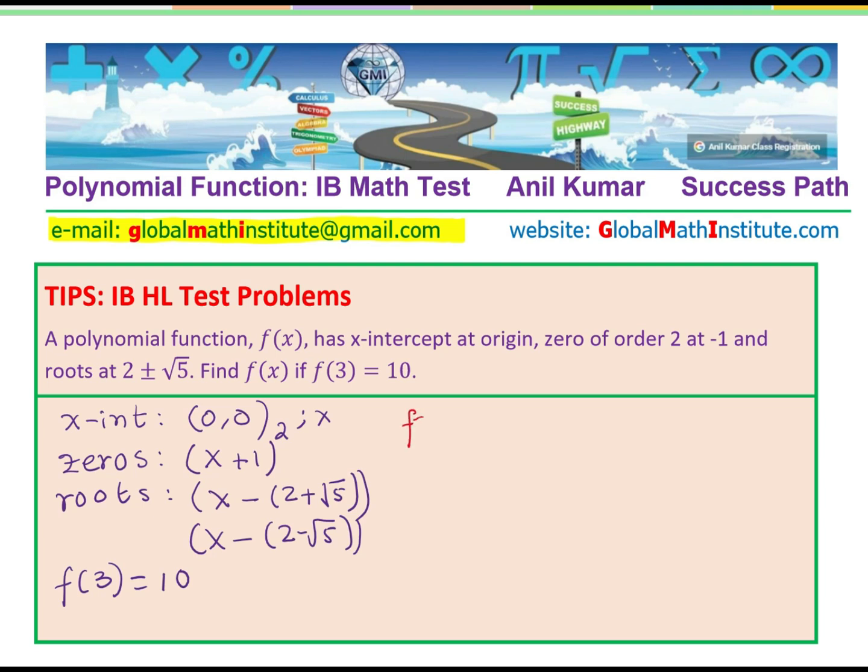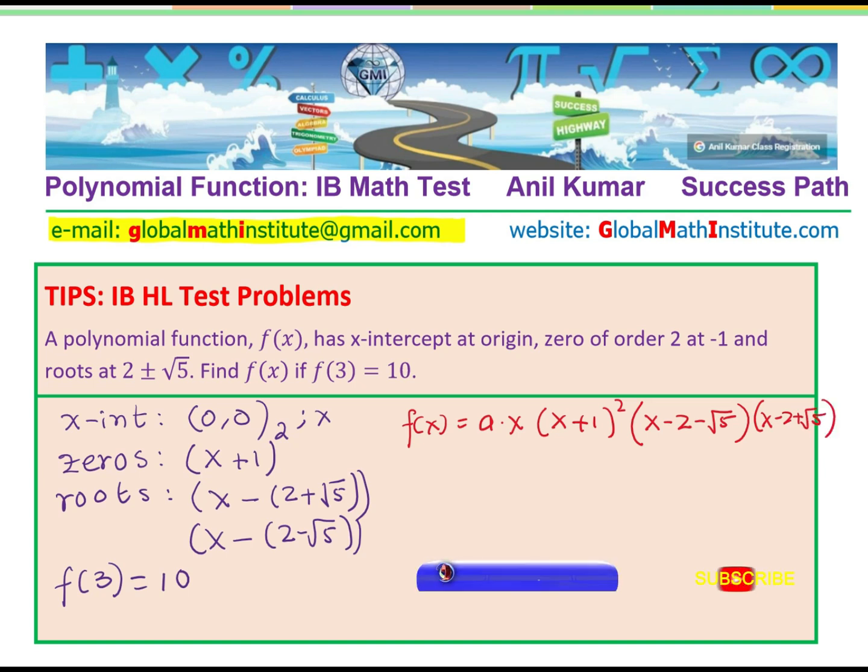So we can rewrite the function f of x as equal to a times x, the first root at origin, times x plus 1 whole square, the other root, and then the irrational roots 2 plus minus square root 5. I could write them as x minus 2 minus square root 5, times x minus 2 plus square root 5. Makes sense? So that becomes our polynomial. Now we could definitely simplify this and then substitute the value 3 and equate it to 10 to find the value of a. So let's first simplify this a bit.